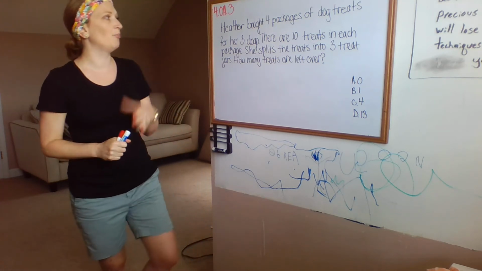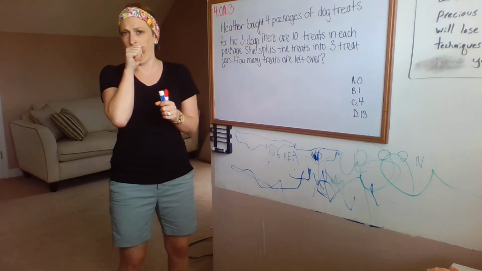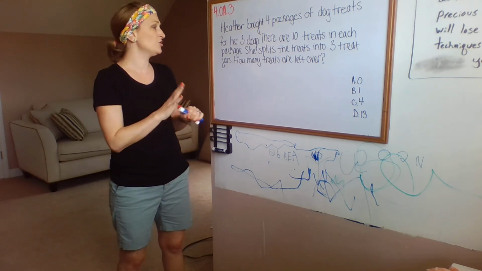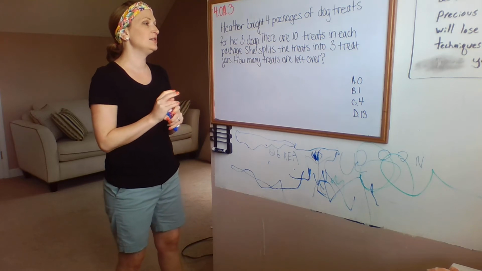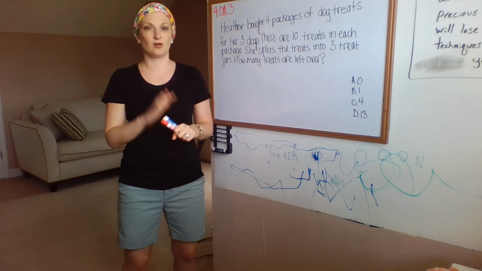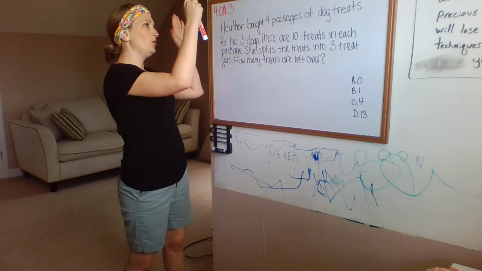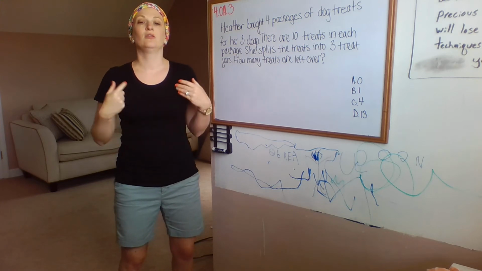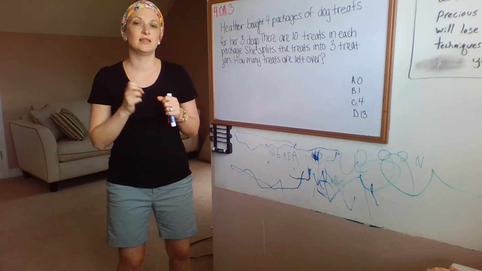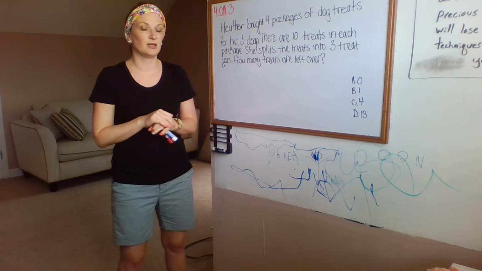This one says, Heather bought 4 packages of dog treats for her 3 dogs. There are 10 treats in each package. She splits the treats into 3 treat jars. How many treats are left over? So when we have a word problem, I want the kids to read it first, and then we think about, okay, what do we know? What are the key words?